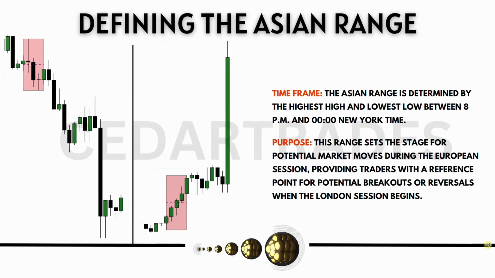For you to be profitable in the market, you actually need to know how to define the Asian range. The time frame of the Asian range is determined by the highest high and the lowest low between 8 p.m. and New York midnight. 8 p.m. New York and 12 a.m. New York time.